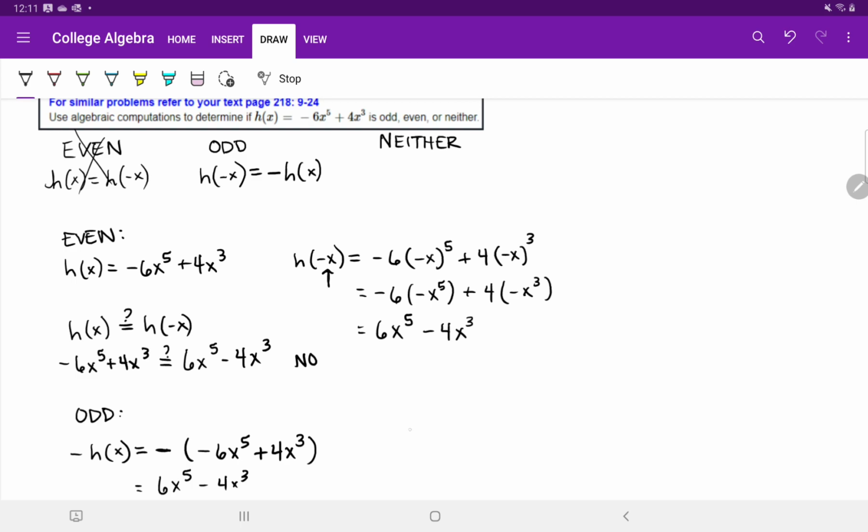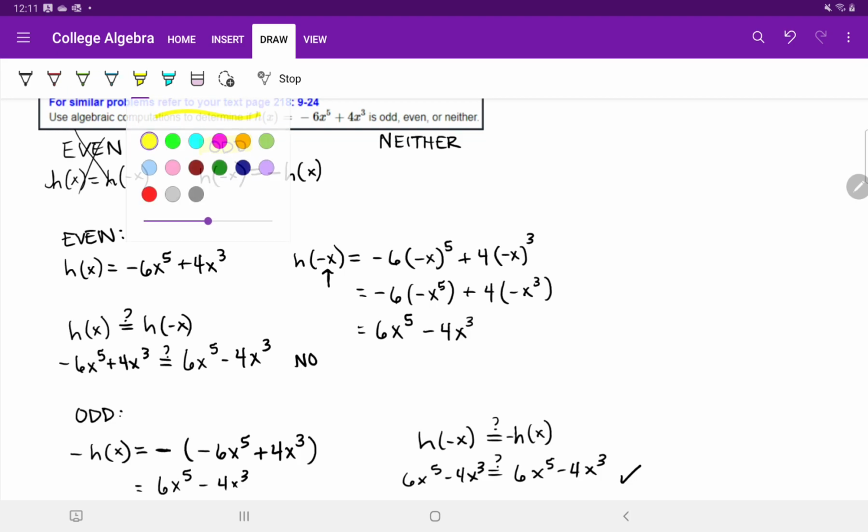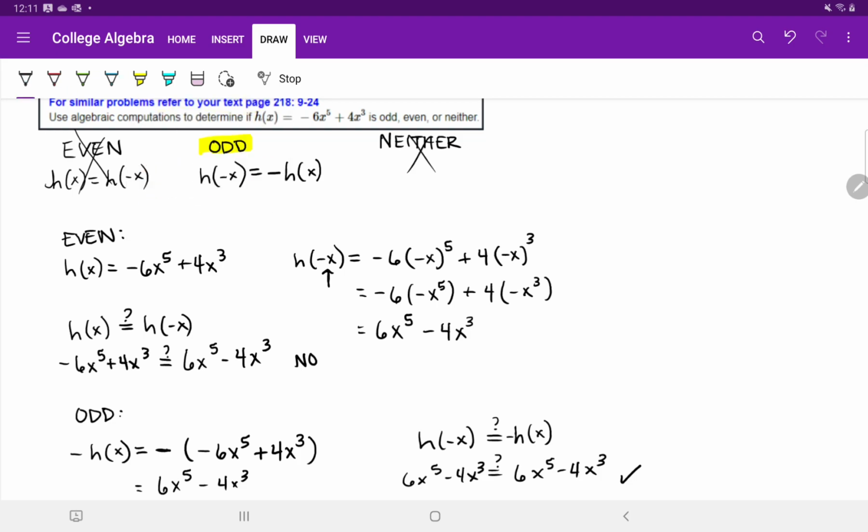So now it's time for our test. Does h of negative x equal negative h of x? So does 6x to the fifth minus 4x cubed equal 6x to the fifth minus 4x cubed? And the answer is yes, that is true. So our function is odd. Since our function is odd, it can't be neither, so we can go ahead and cross that off. And we say h of x is odd.